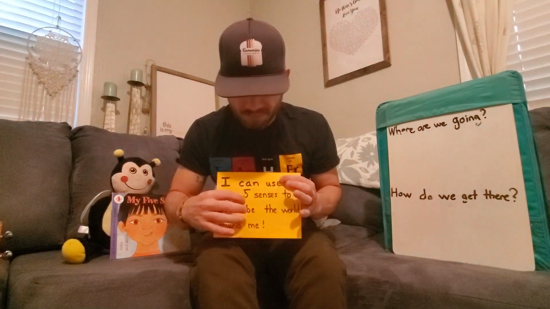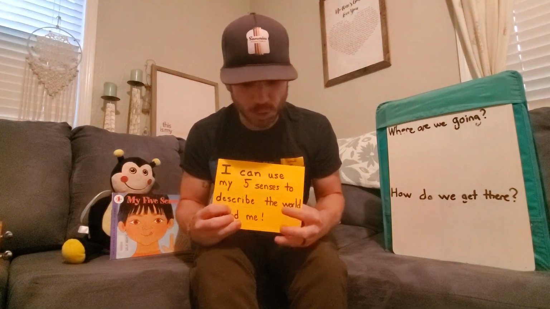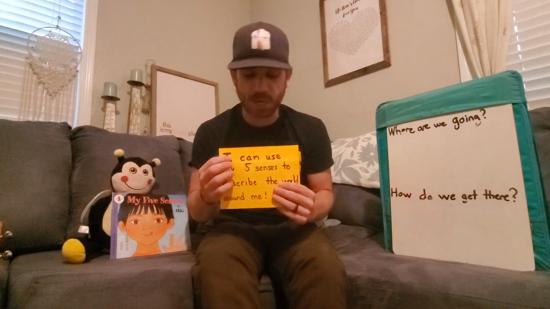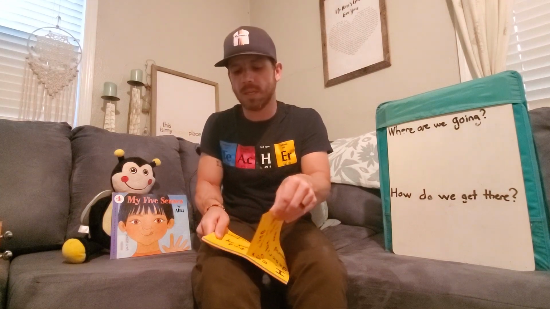So the first is, where are we going? What in the world are we going to be learning? And what we're going to be learning today, boys and girls, go ahead and put those mirrors up for me, is I can use my 5 senses to describe the world around me. Again, that says I can use my 5 senses to describe the world around me. Well, right now, our world around us is our home. We're all practicing the social distancing, and our home is our world around us.